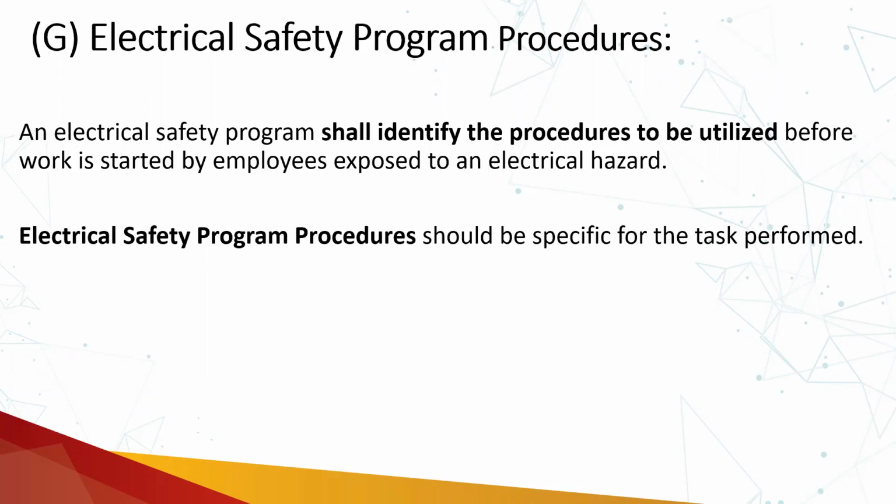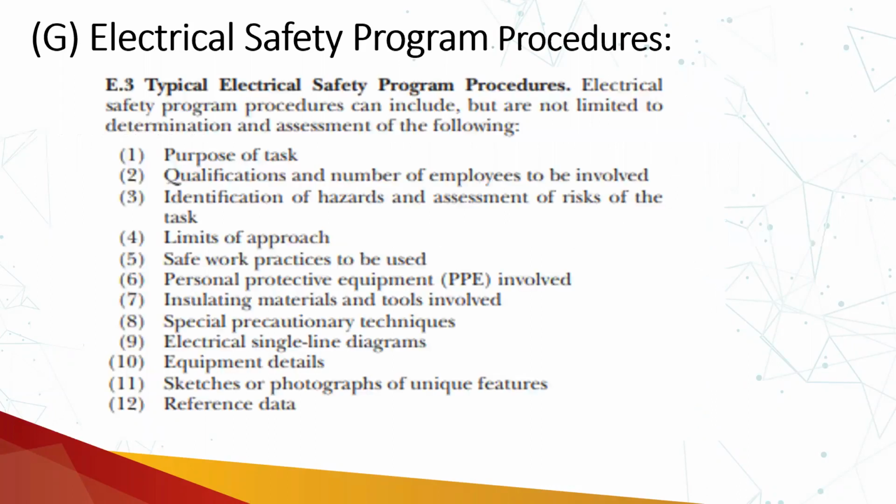And the procedure is related to individual tasks. So in order to perform any task, a procedure must be followed. Some examples of the procedure: what is the purpose of the task, qualification and the number of employees needed to be involved, identification of the hazards, the limits of approach, shock risk assessment, and arc flash risk assessment. The PPE needs to be specified, the type of equipment we will be using to perform those particular tasks. So those are related to the procedures.